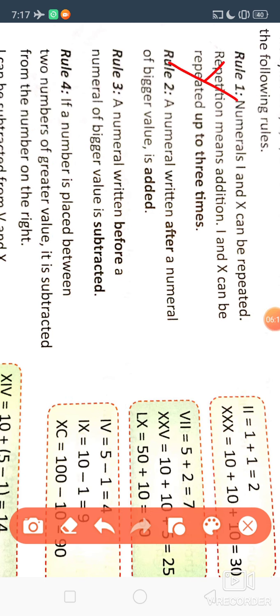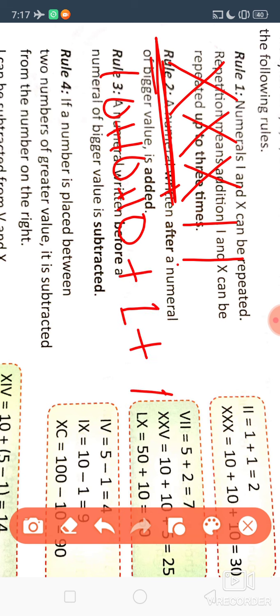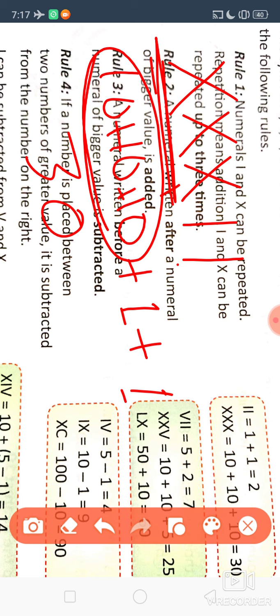Now suppose it is written X, X, X, I. Okay. So this X means how much? 10. This X means how much? 10. This X means how much? 10. So 3 times X is repeated, so all the 10s will be added. It will become 30. And I means how much? 1. Again I means how much? 1. So 3 times 10, we are getting 30, plus 1 plus 1, that is plus 2. So overall how much will we get? 32.